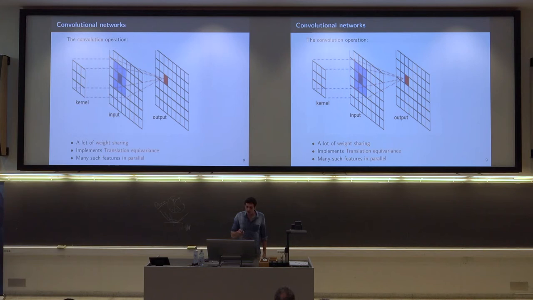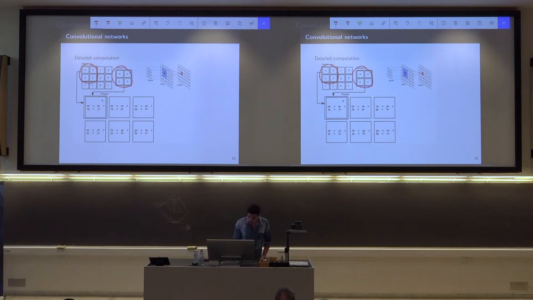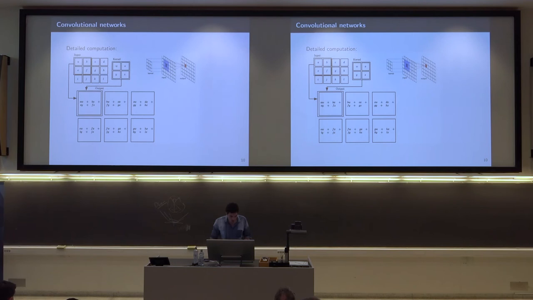Okay. So for those who didn't know this, here is a detail of how it happens beyond the picture. We take part of the inputs, the kernel, we compute a vector product, and then we slide the window to the right, and that will give us the second feature, etc., etc. Okay, I think that's clear.